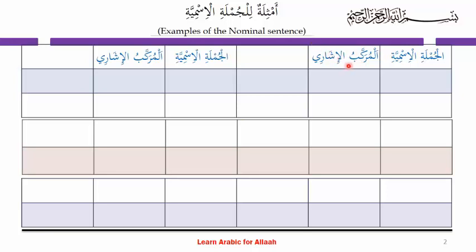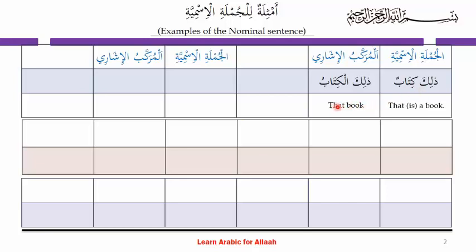Al-jumlatul ismiyah. These are examples for the al-muraqqab al-ishari. If the khabar, the predicate, takes the alif and lam, it is in the third category. Thalika kitabun means that is a book. Thalika indicates "that", and kitabun means a book. If we want to make it al-ishari, all we have to do is add alif and lam. So it becomes thalika al-kitabu. The tanween drops. It becomes that book.